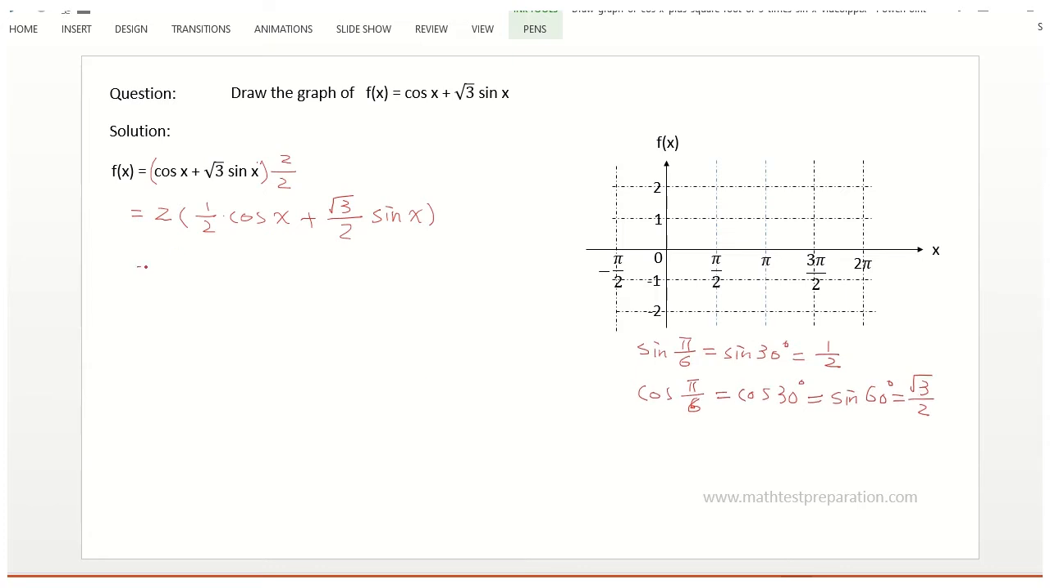So this equals 2 times 1/2, and 1/2 is sine 1/6 pi, so sine 1/6 pi times cosine x, plus square root 3 divided by 2, which is cosine 1/6 pi, so cosine 1/6 pi times sine x.